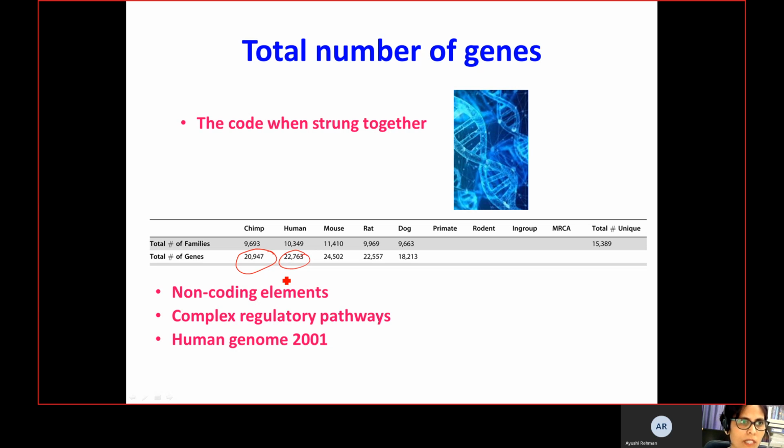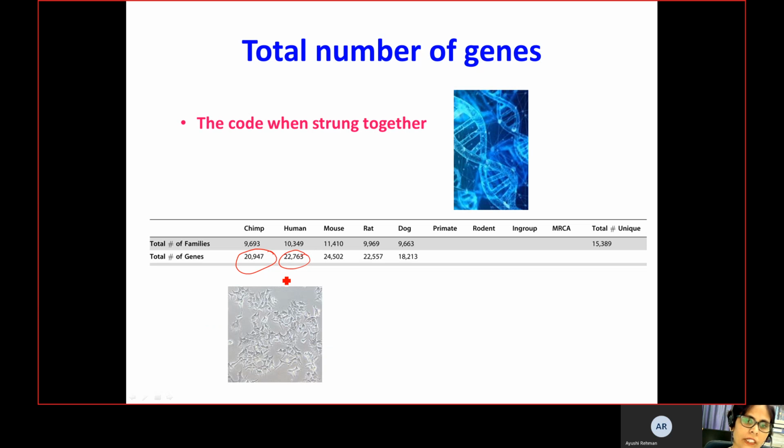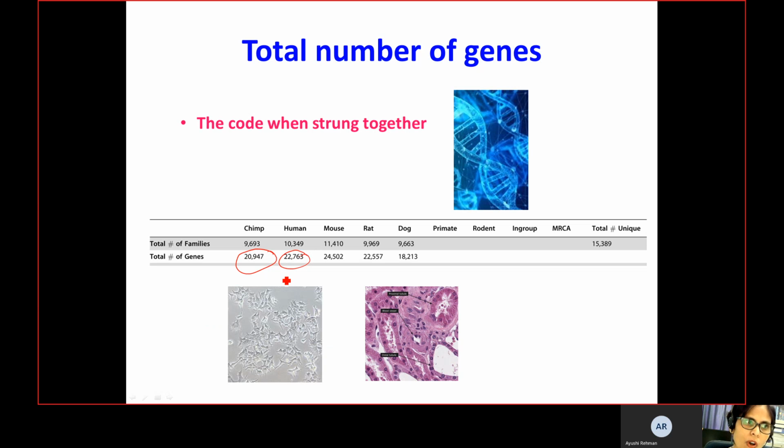Now, the question remains how this sequence information governs the cellular, tissue, and even full organism level function, which is completely unknown, or we are slowly trying to understand, what all these codes or gene sequences mean with respect to the cells, with respect to tissue, and in full organisms.